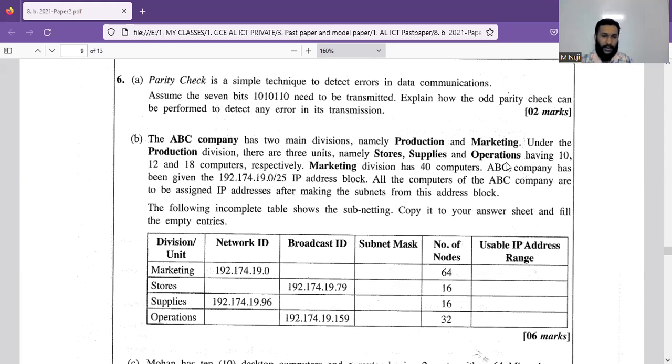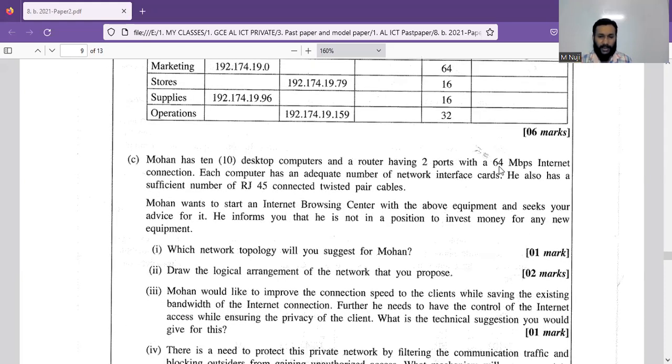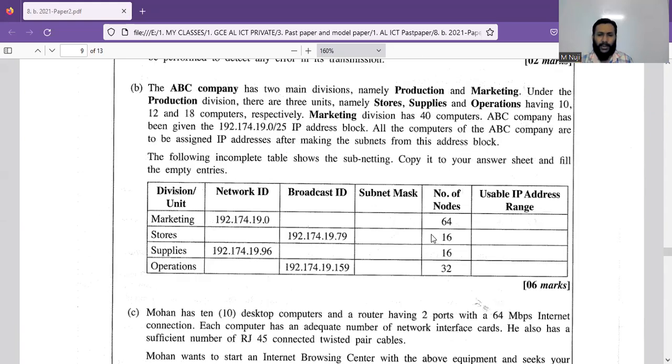Okay. So thereafter your C question explains about the topologies, your logical arrangement, your network diagram, and such questions. Okay. So if you look at these B parts, they have given approximately 6 to 8 marks. So therefore, please don't lose the marks; complete this table. It's a very simple concept. So try to take full marks.